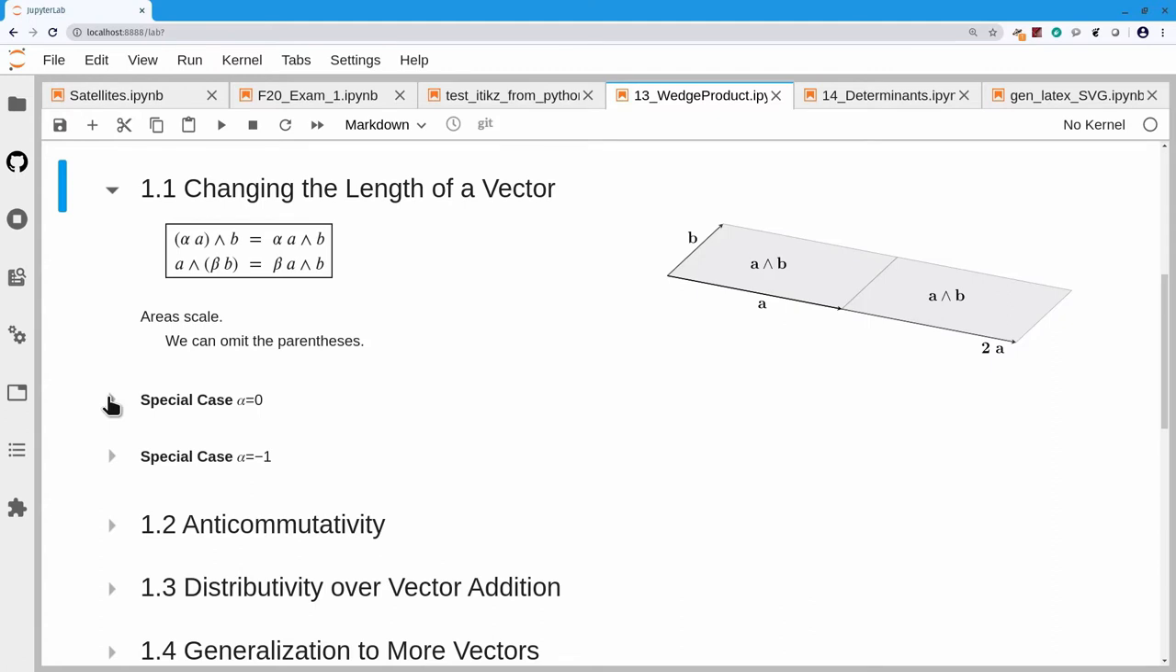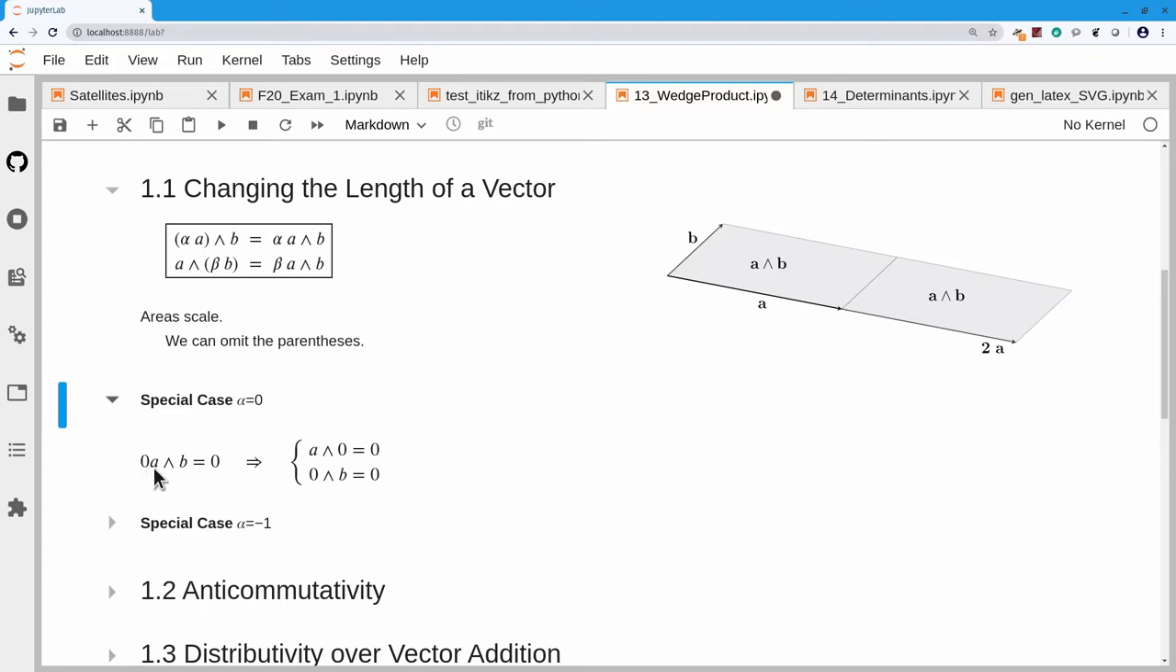Now that we've done that, let's plug in some special numbers. If I plug in alpha equals 1, well, 1 times A is A, so 1 times A wedge B is equal to 1 times A wedge B. That makes perfect sense. But how about 0? If we think of shrinking A, making A smaller, then that area is going to shrink, and eventually, by the time A is equal to the 0 vector, the area will have shrunk to 0. So the special case alpha equals 0 simply says that 0 A wedge B equals 0, and we get that A wedged with the 0 vector is equal to 0, 0 wedged with the B vector is equal to 0. So if one of the vectors or both of the vectors are 0, the net area is equal to 0.